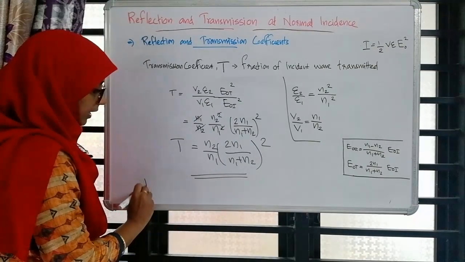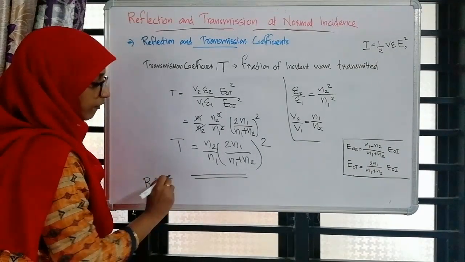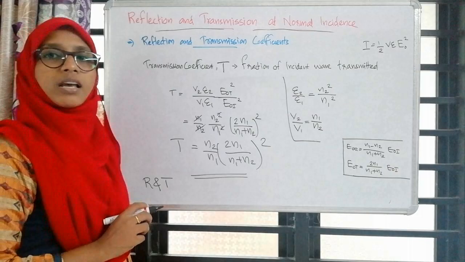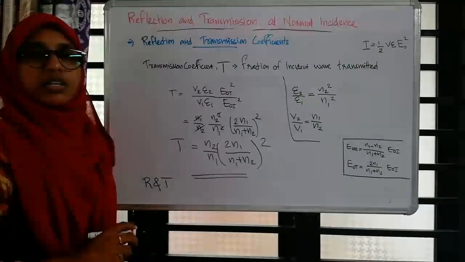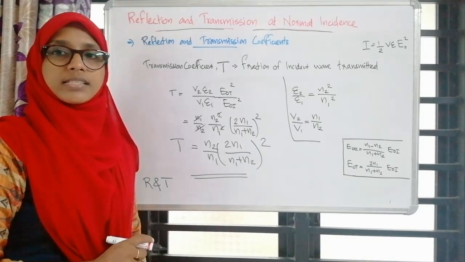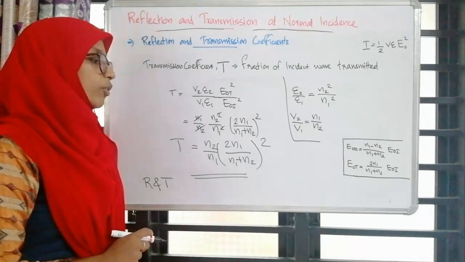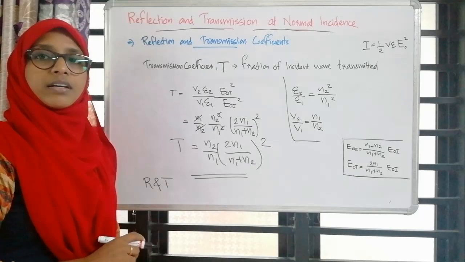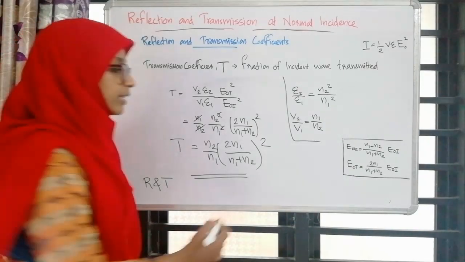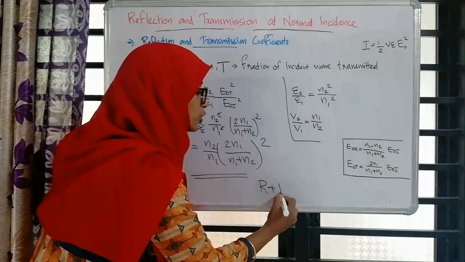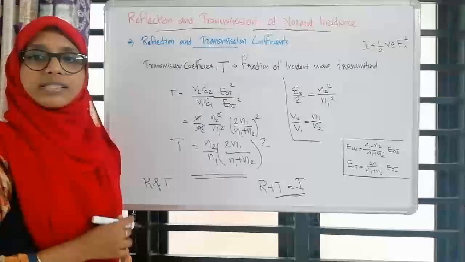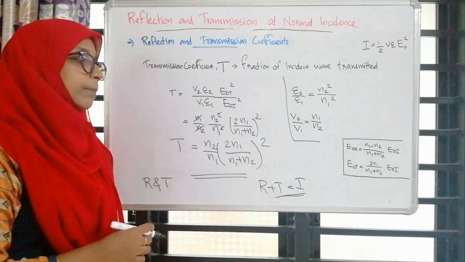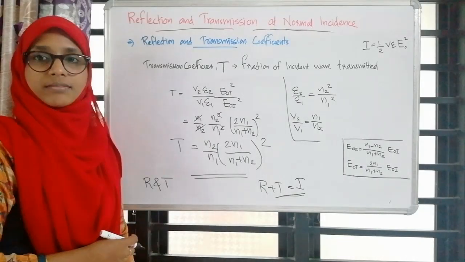In such a way, T and R give the reflection and transmission coefficients of the incident wave. And also, according to the conservation of energy, the whole energy of the incident wave will be reflected or transmitted. That is, R plus T should be equal to 1, and no energy of the incident wave will be lost at the boundary between two media.